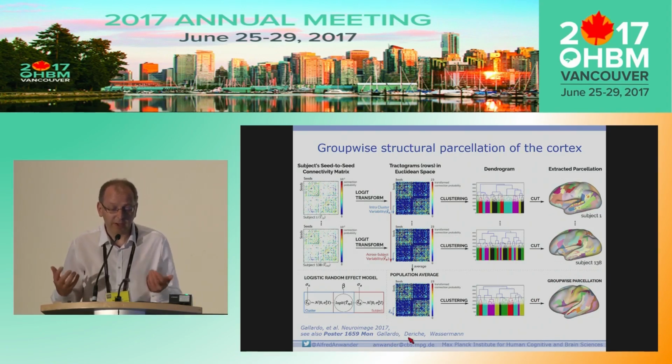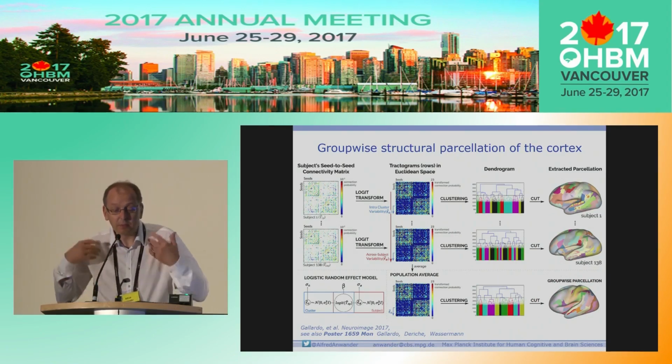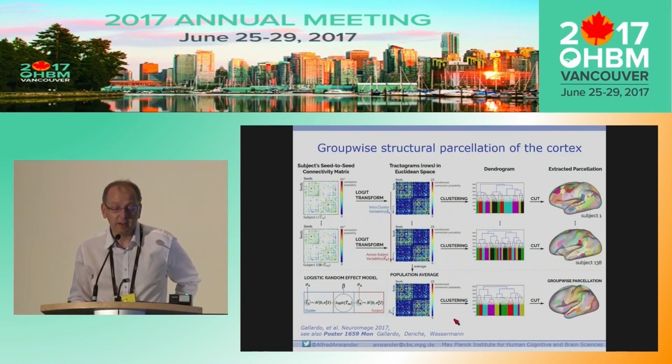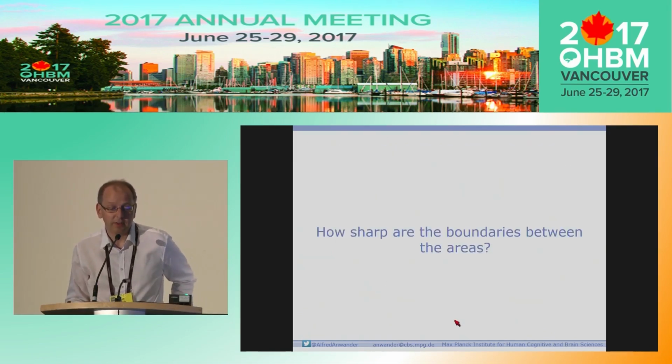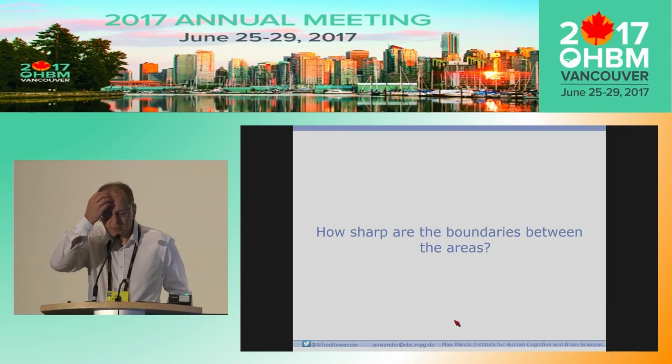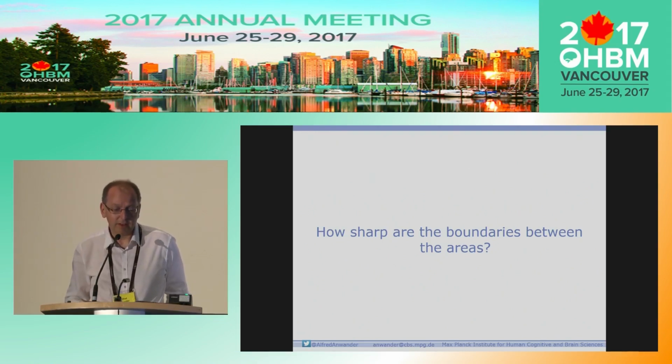So this is a way to get a group-wise parcellation based on the tractography data, which could be used for the connectivity analysis. But one important question we always have to keep in mind: if we do this parcellation, how sharp are these boundaries? Can we really speak about parcellation in this context?